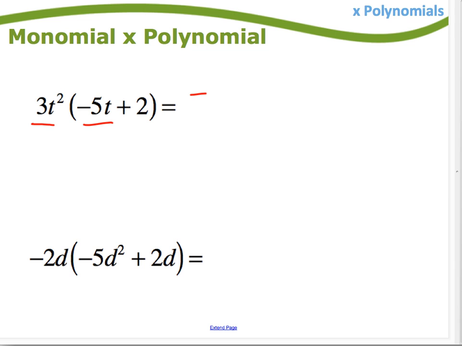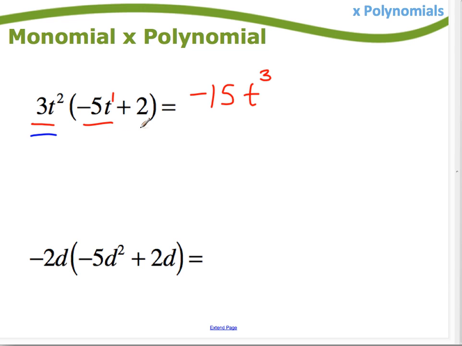Sign, negative. Number, 3 times 5 is 15. Letters, t squared times t, multiply common bases, add their exponents. That's going to be t cubed. Okay, so I've done the red one.